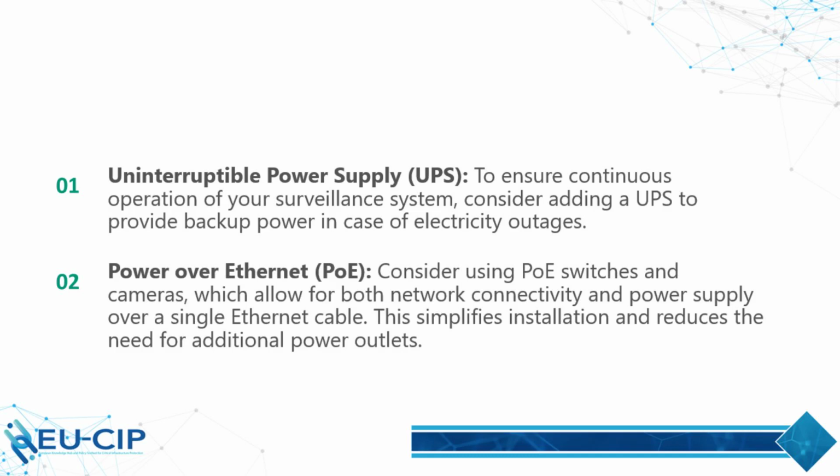The power supply of physical security includes uninterruptible power supply, UPS. To ensure continuous operation of your surveillance system, consider adding a UPS to provide backup power in case of electricity outages. Power over Ethernet, PoE. Consider using PoE switches and cameras, which allow for both network connectivity and power supply over a single Ethernet cable. This simplifies installation and reduces the need for additional power outlets.